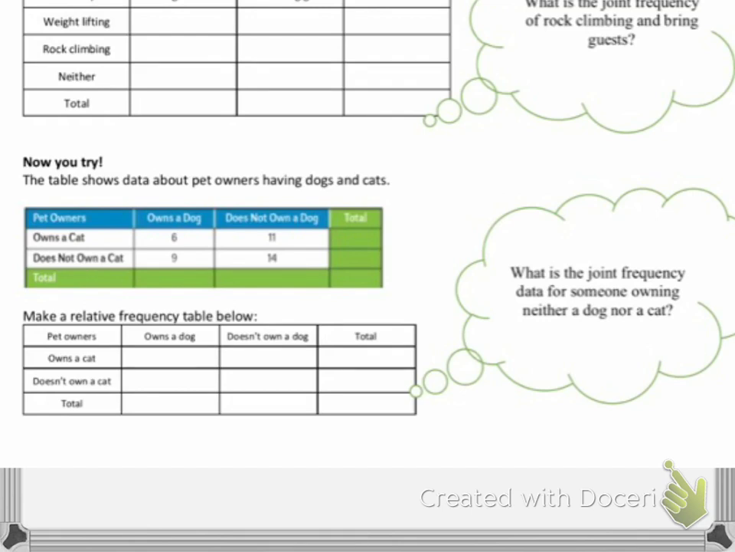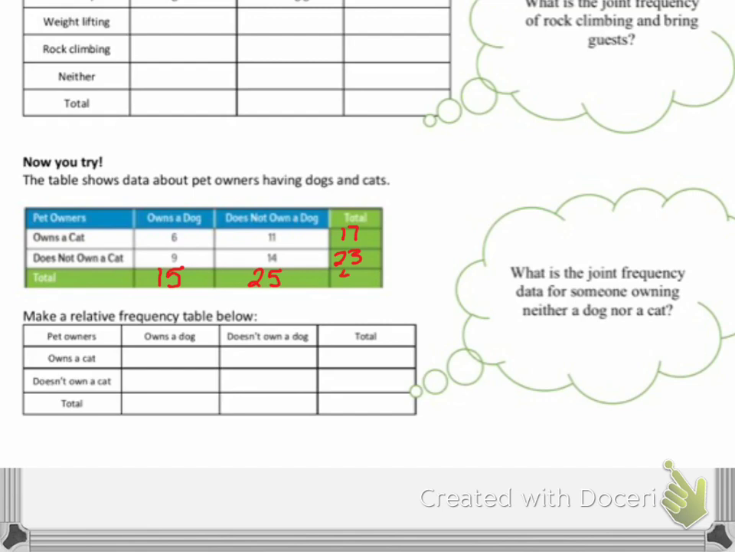So before you can do any percents, you have to know your total. So hopefully you took a second and filled in the rest of this table. My total that own a dog is 15, that do not is 25. The total that own a cat would be 17, that do not own a cat would be, let's see, 23.